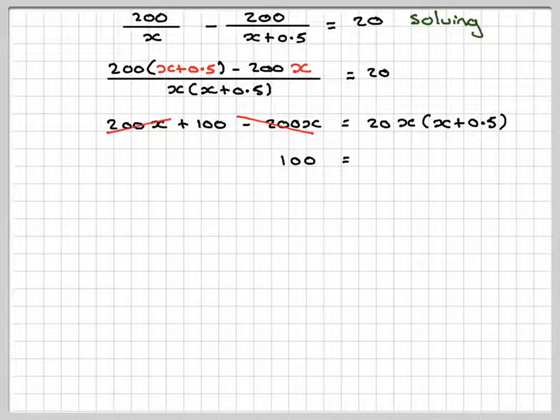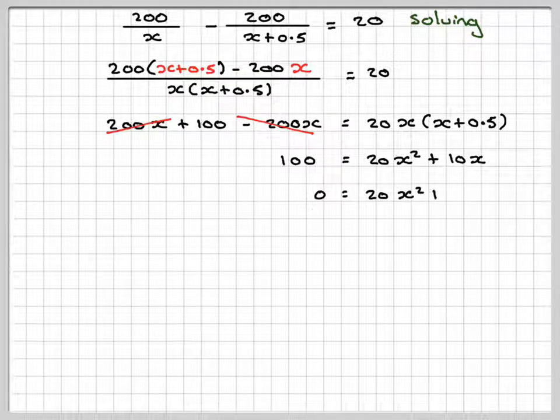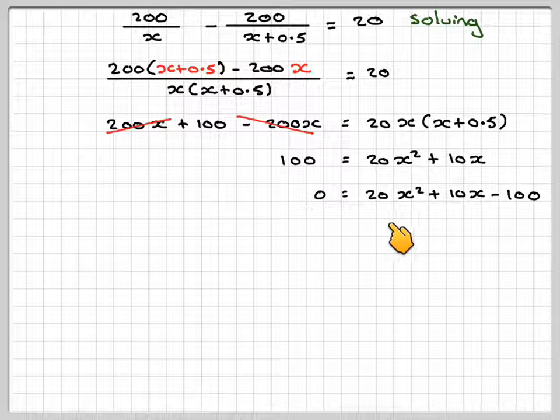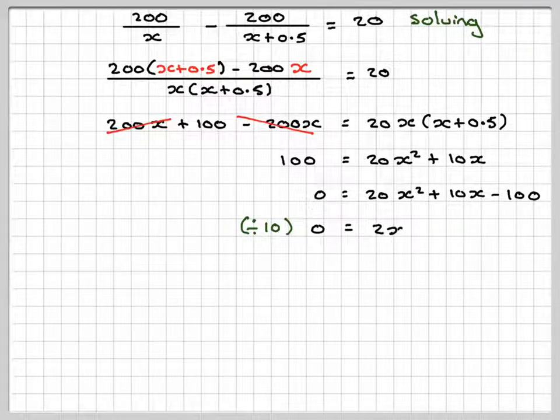Expanding this side, we're going to have 20x squared, and then 20x times 0.5 is 10x. If we now take 100, we're going to have 20x squared plus 100x minus 100. And we notice that all of these are divisible by 10. So we'll divide everything through by 10. We're going to get that 0 is equal to 2x squared plus x minus 10.